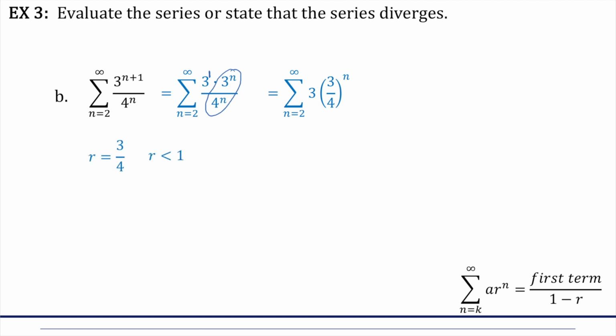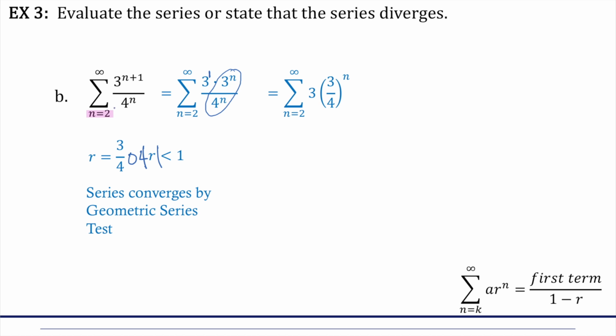So common ratio of 3/4, that is less than 1. The absolute value, I should say, is between 0 and 1, if I want to get technical. And so we know that the series converges by the geometric series test. And because this is a geometric series, I know what it converges to.